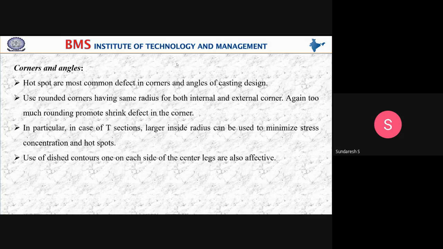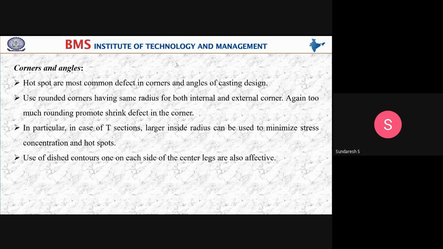Next comes corners and angles. Hotspots are the most common defect in corners and angles of casting design. Some of the spots might not get solidified, so they will remain hot. That is the cause of the casting defect.